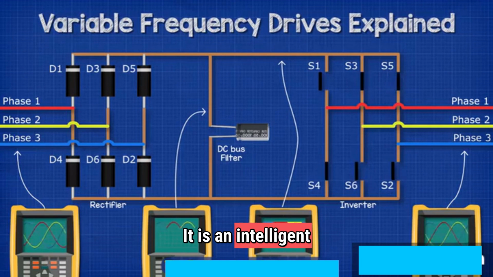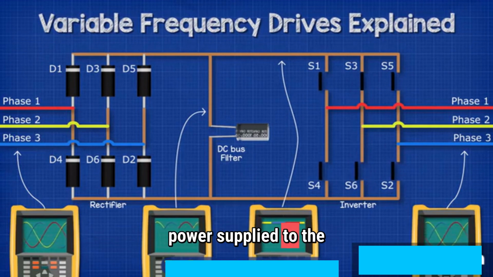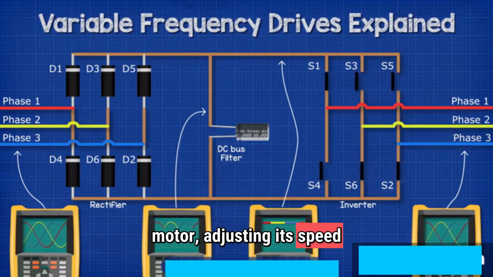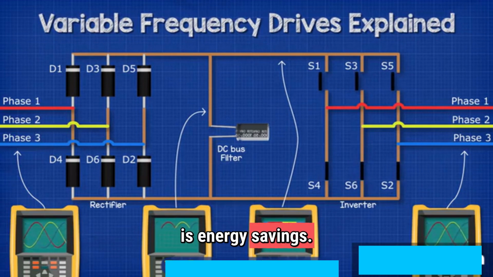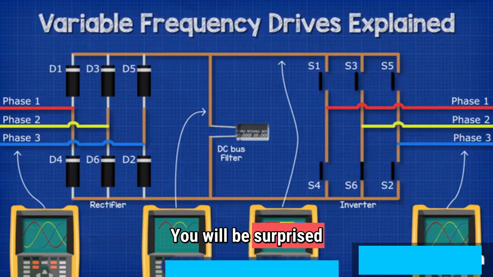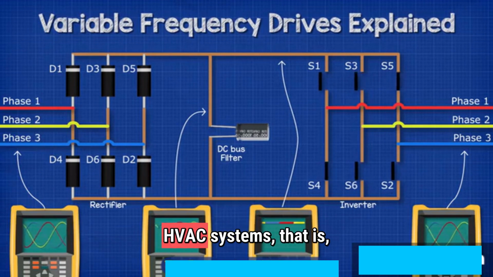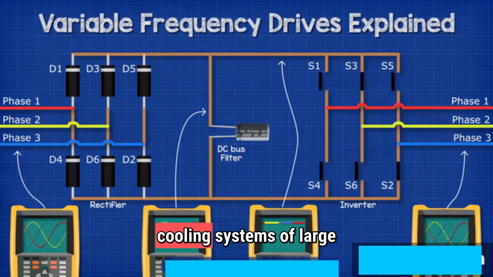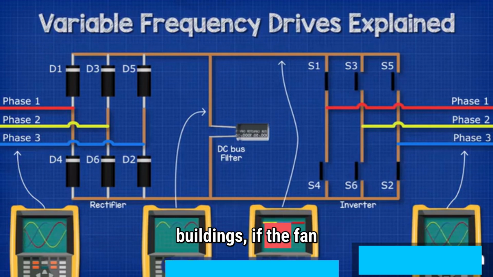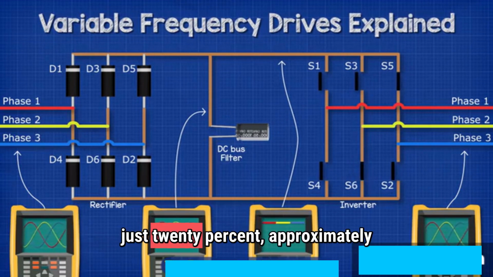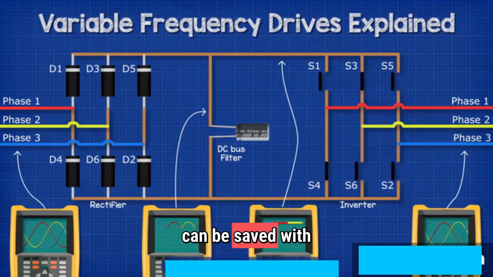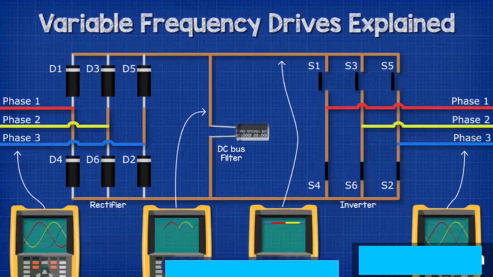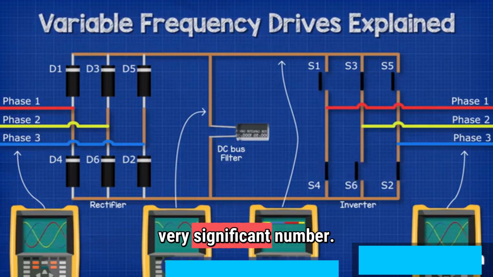It is an intelligent device that controls the power supply to the motor, adjusting its speed according to our needs. And its biggest benefit is energy savings. You will be surprised to know that in HVAC systems, that is, cooling systems of large buildings, if the fan speed is reduced by just 20%, approximately 50% of energy can be saved with the help of VSD. 50% is a very significant number.